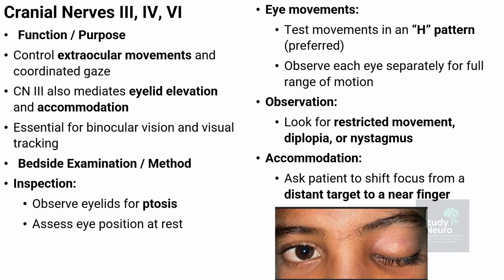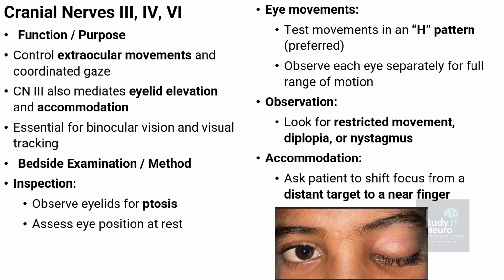Each eye is observed carefully for full range of movement while watching for any restriction. During this step, it's important to ask the patient if they experience double vision and to look for involuntary eye movements such as nystagmus. Accommodation is tested by asking the patient to shift their focus from a distant object to a near target, such as the examiner's finger.